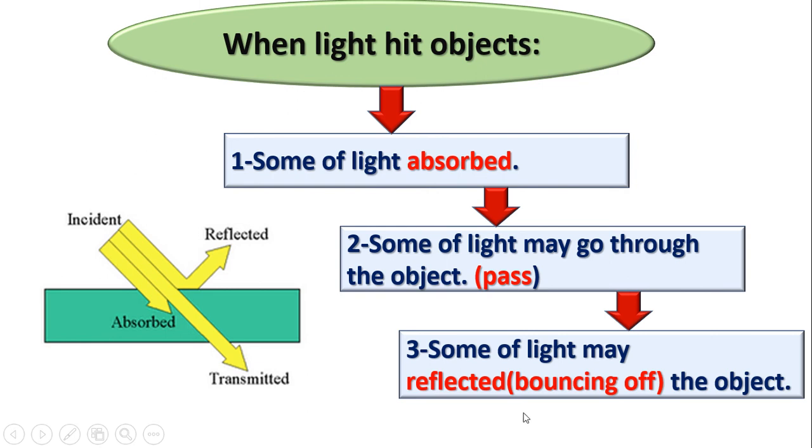Okay, number 3, some of the light, what happens to it? It is reflected, or bounces off the object. So again, what happens when light hits objects? Some of it is absorbed, some of it passes through, some of it is reflected. Absorbed, pass, reflected. Super.